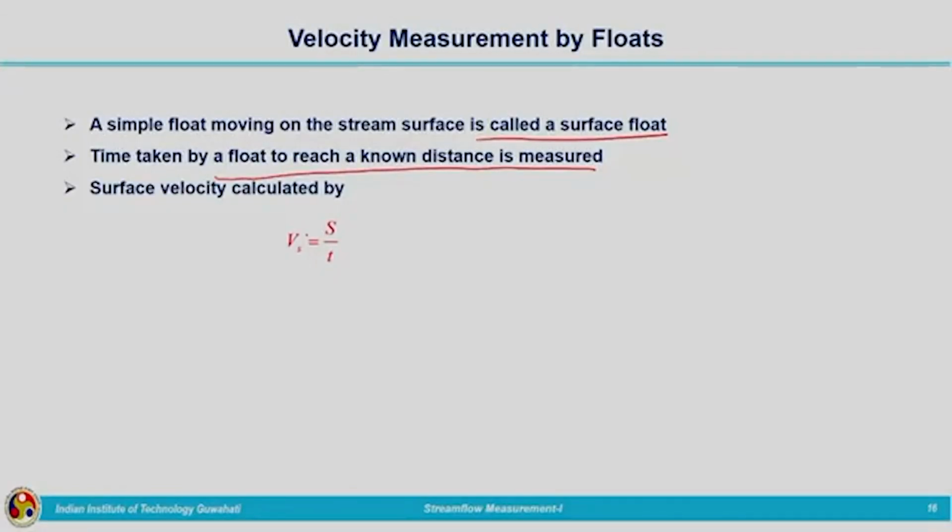That time and the distance, which we already know, will both be noted, and if we know the distance travelled within that particular interval of time, we can get the velocity with which the float is moving, that is nothing but the velocity of flow. It can be calculated as Vs = S / T, where Vs is the velocity of flow, S is the distance travelled and T is the time interval taken for travelling this distance by the float.